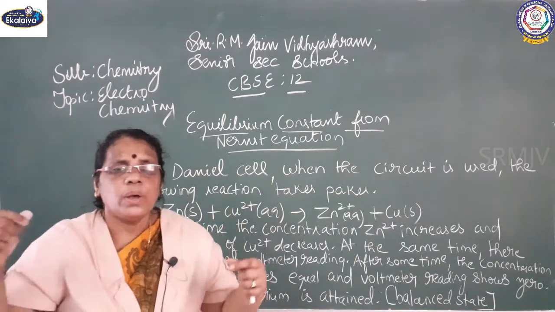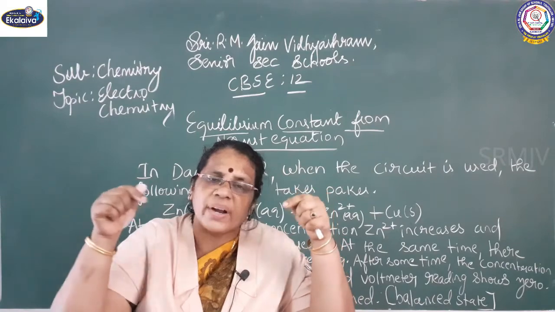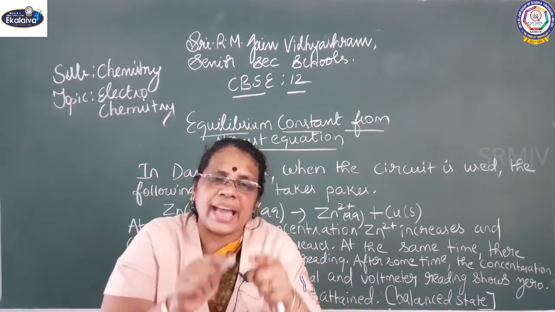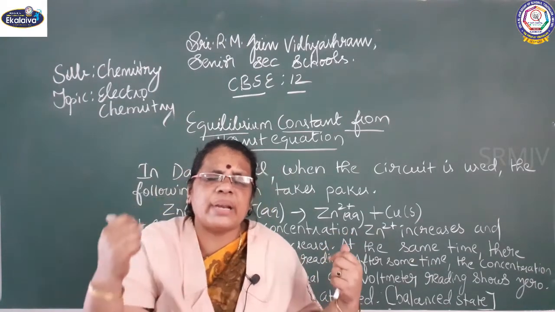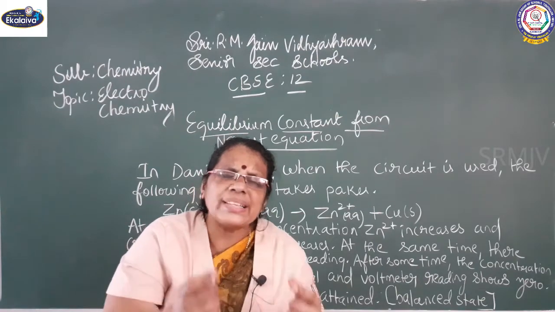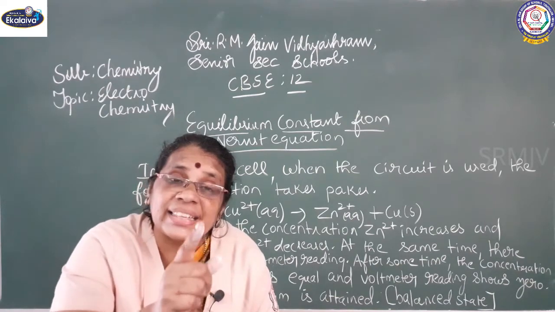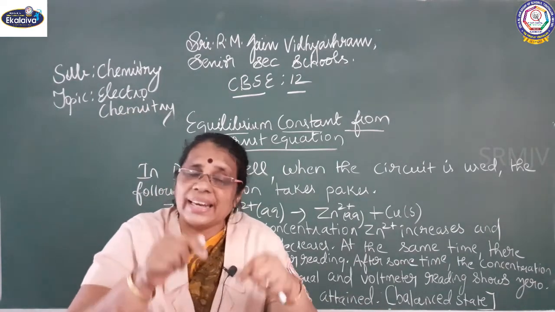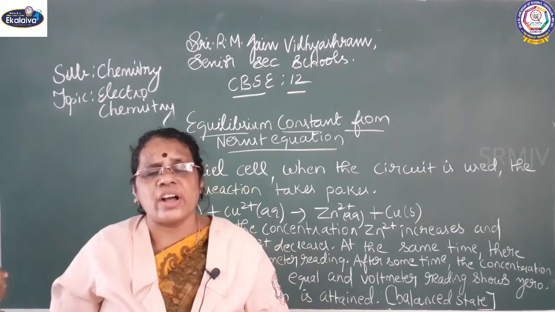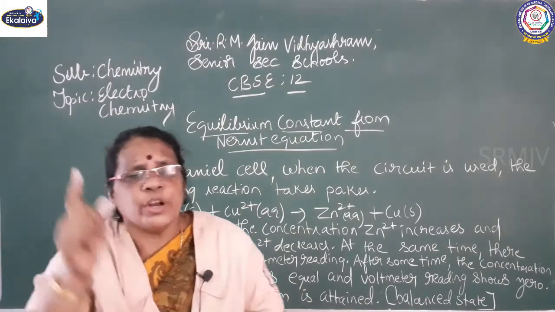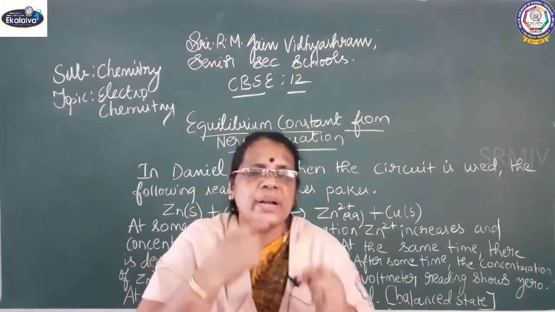What is it that we are seeing now? In the Daniel cell, if the circuit is closed, the following reaction is taking place. Zinc solid reacts with copper 2 plus aqueous to give zinc 2 plus aqueous with the liberation of copper solid. In the beginning, the concentration of zinc 2 plus ion increases and that of copper 2 plus ion decreases. There is a decrease in the voltmeter reading.